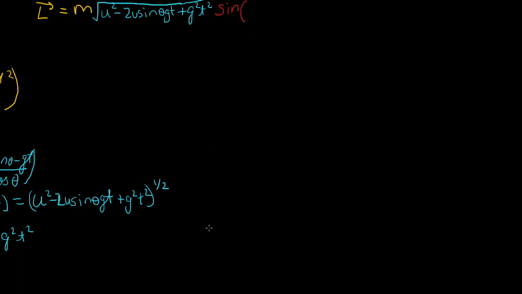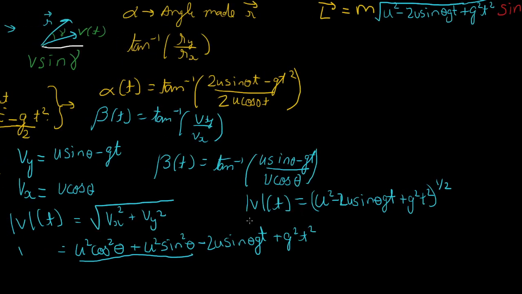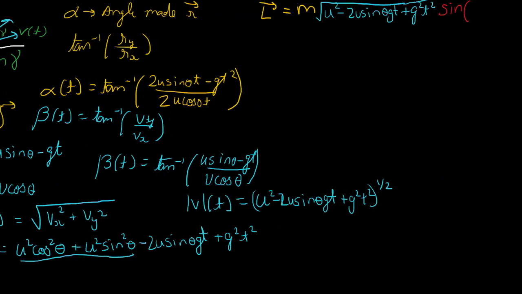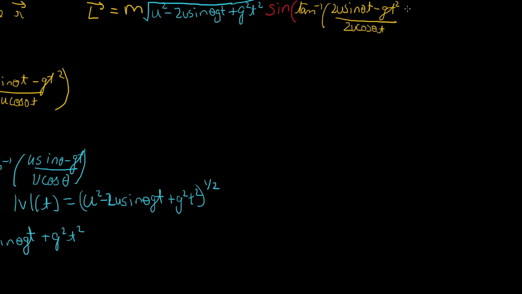Now what did we derive alpha as? So we derived alpha as tan inverse of 2u sine theta t minus gt square by 2u cos theta t. This is we are still in alpha. Now we need to subtract beta from this.